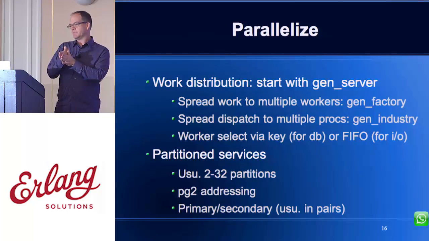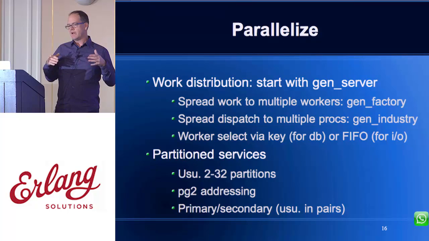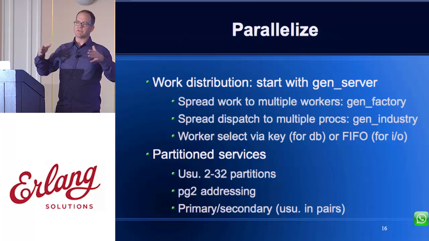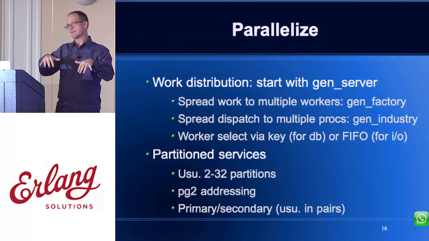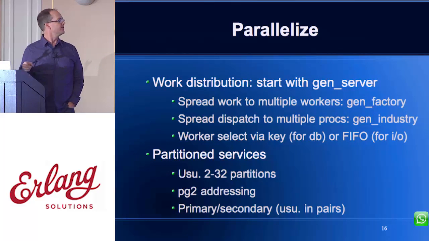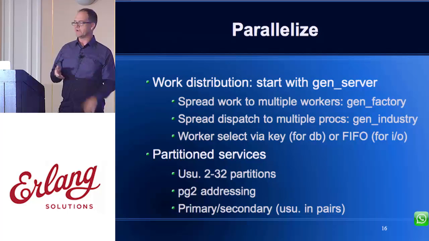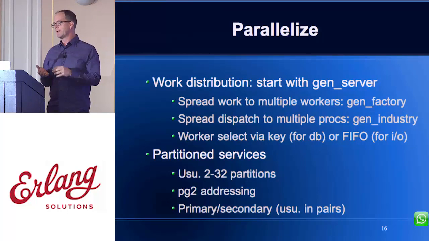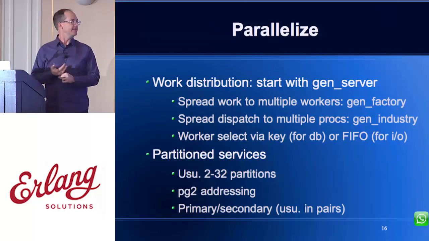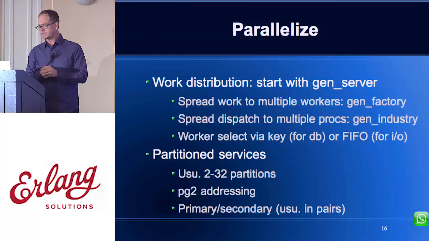So by spreading that dispatch out, we have a gen industry, which is a layer above gen factory. We have multiple dispatch procs, and so that allows us to parallelize all the input coming into the box, as well as doing the dispatch down to the workers themselves. Now, the workers are selected via a key for most of the database type of operations. But in the cases where we have a non-deterministic latency, we use a FIFO model for distributing that stuff so that we don't get head-of-line blocking.